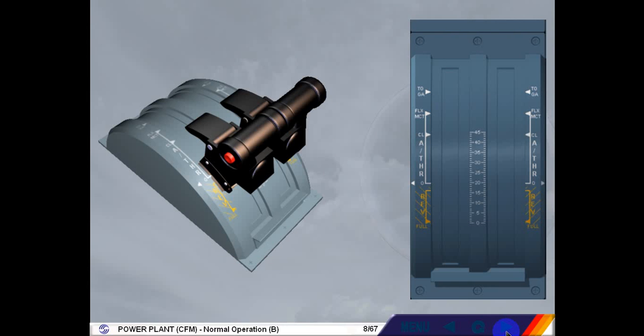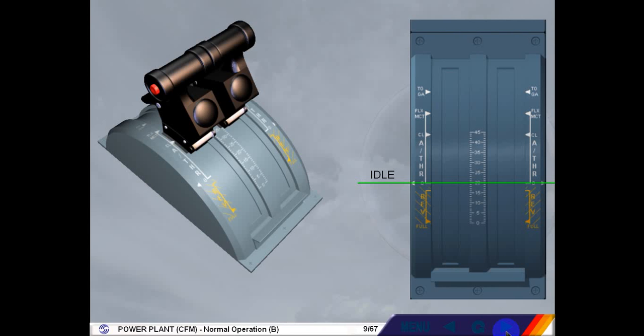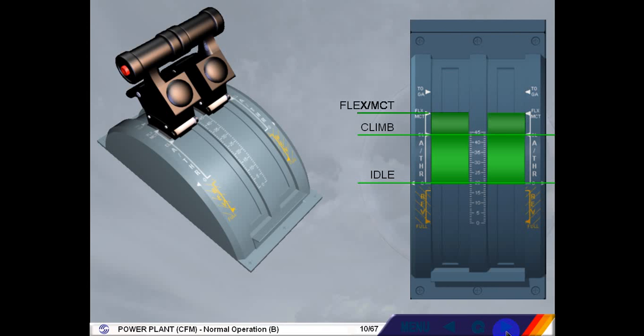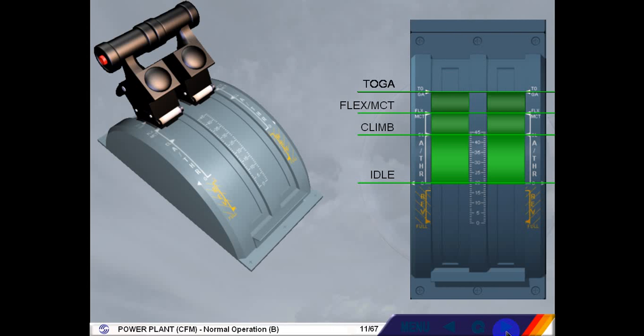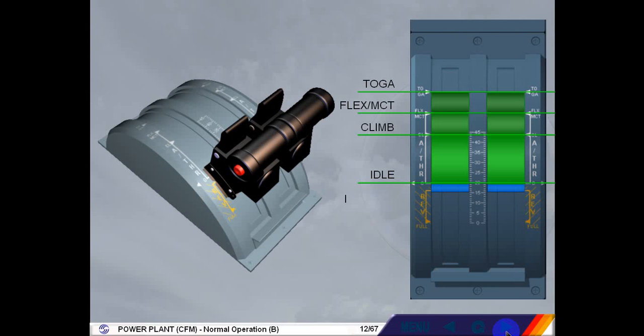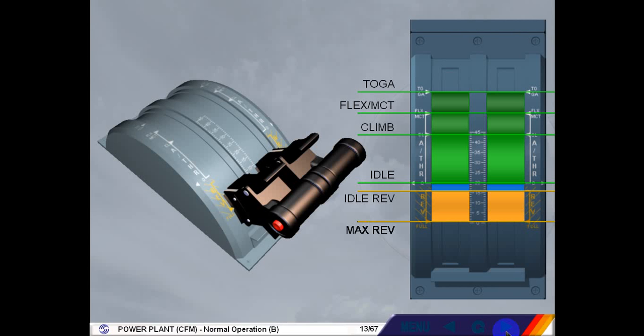They have 6 positions on the quadrant: idle, climb for maximum climb thrust, flex MCT, one detent serving 2 functions. Flex is used for reduced takeoff thrust. MCT for maximum continuous thrust is used for one engine out operations. Toga for maximum takeoff or go-around thrust. Idle reverse for idle thrust when reverse selected. Max reverse for maximum reverse thrust.